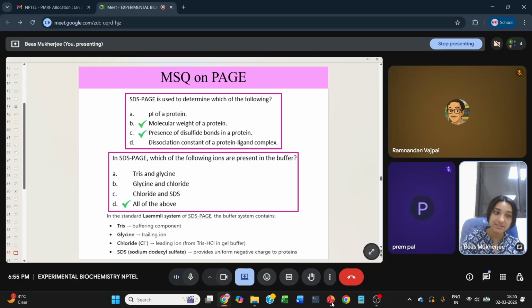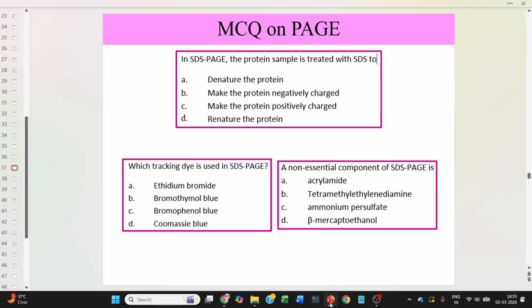So if it is an MSQ, you will have to mark both of these as correct. If it is an MCQ, just go for the molecular weight of the protein. Okay, now the next one. You see all of these are correct, right? So Tris is there in the buffer. Glycine is definitely there in the buffer. Chloride ion is also there because you are adding Tris chloride, right? And then SDS is also there, which is helping to give negative charge to the protein.